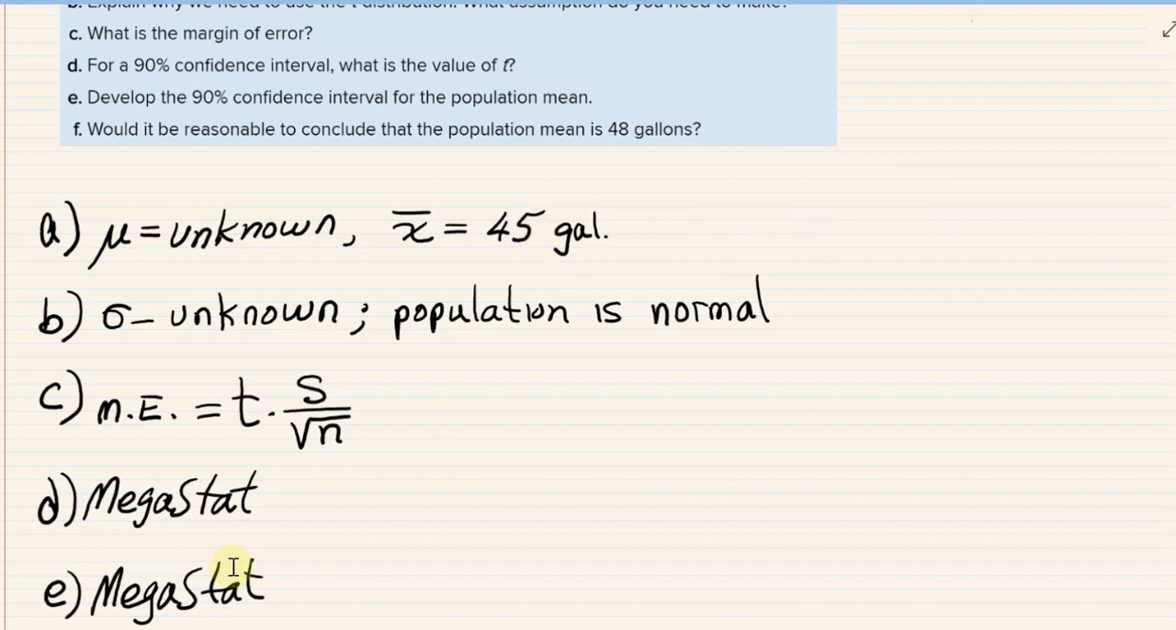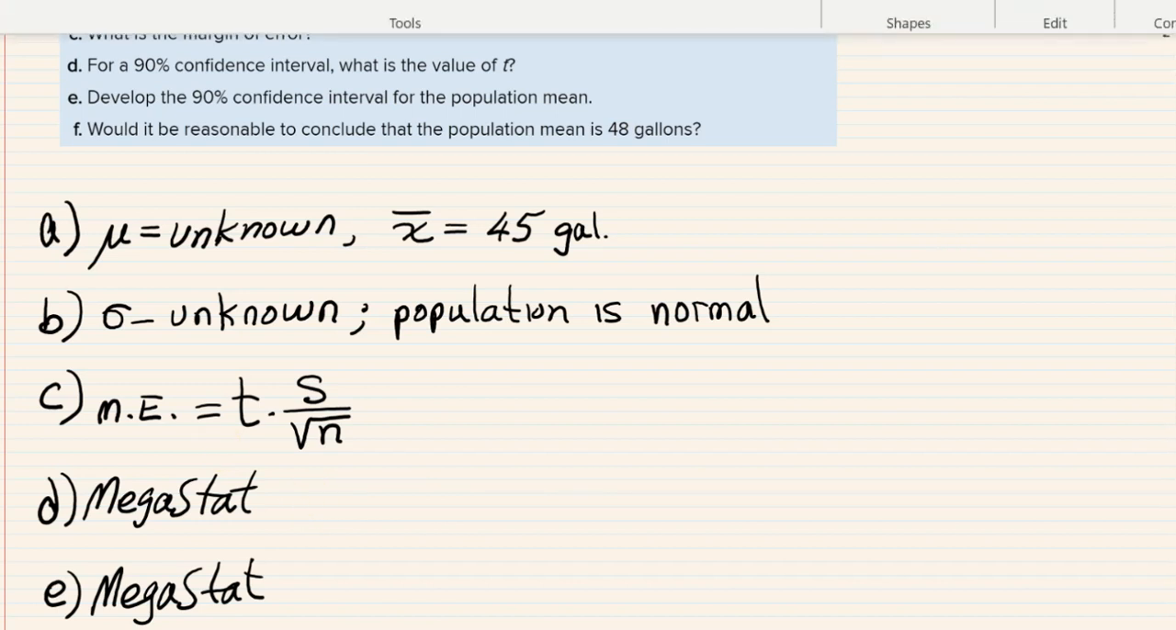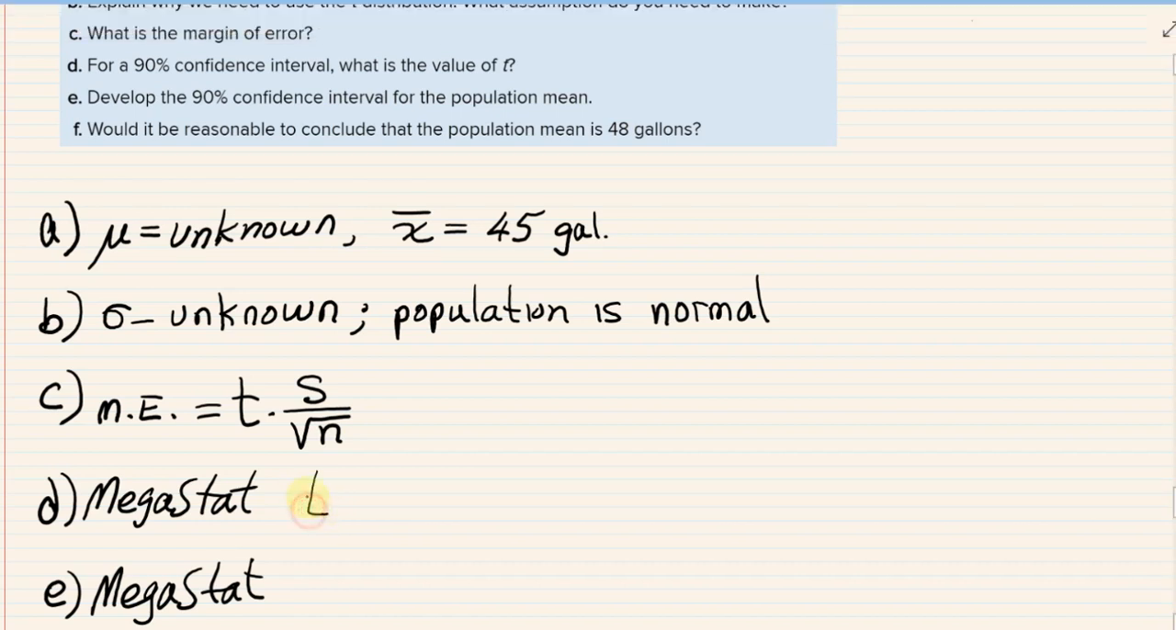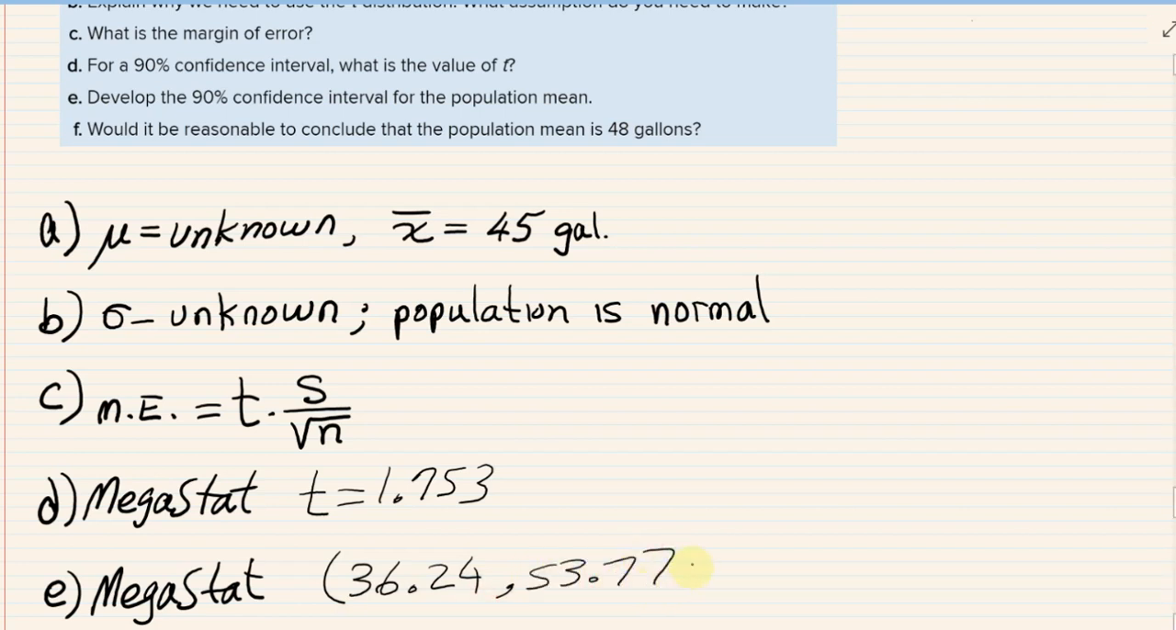Okay, I'm back and here we go. So again, the answer to part D from MegaStat is t. I need to write this down now. Okay, let me do that. So our t is going to be 1.753, and in part E, develop the 90% confidence interval. The confidence interval turned out to be 36.24, I'm rounding the number, to 53.77. That's what that turned out to be.